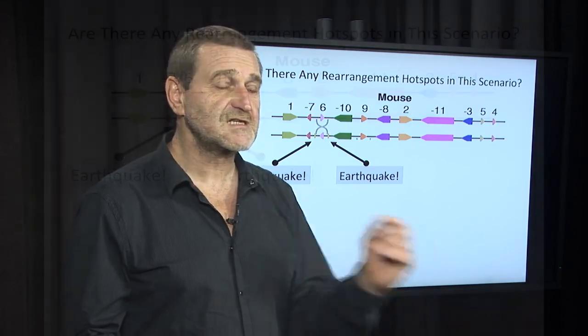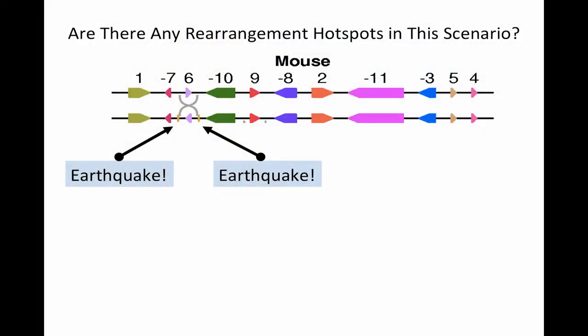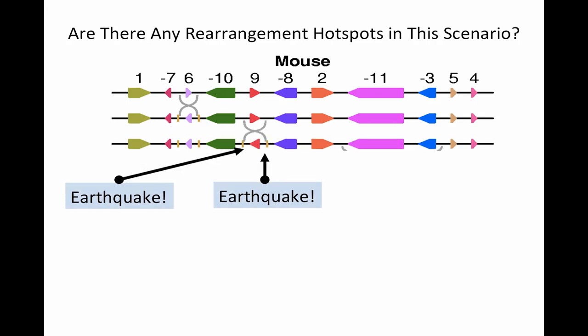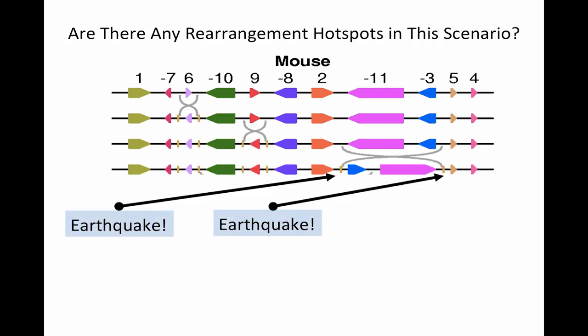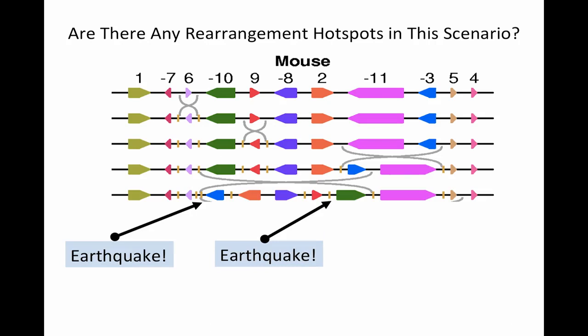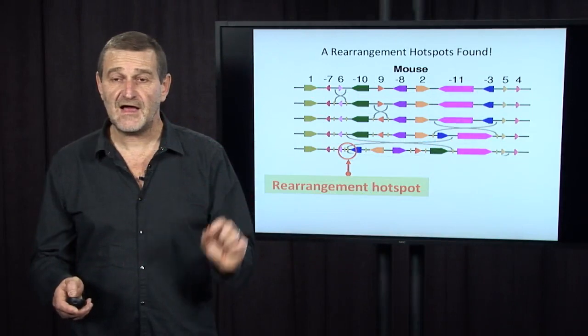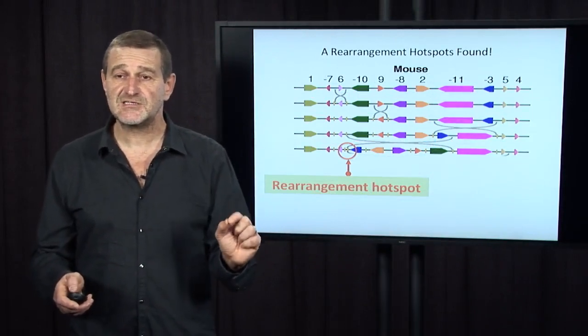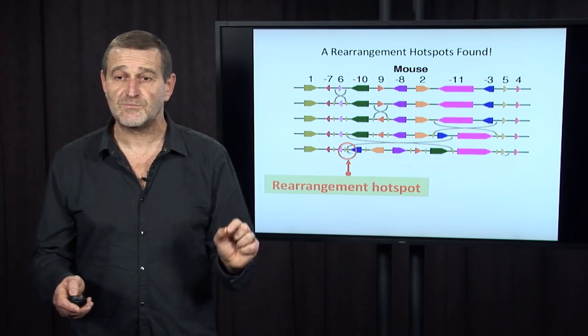step by step. So this is our first reversal, and there are two earthquakes corresponding to the endpoints of this reversal that are shown on this slide. Next one, two more earthquakes. And again, every time we perform a reversal, there are two earthquakes happening. Note that I mark the positions of these earthquake endpoints of reversals by the vertical gold streaks. And now we have two gold streaks in the same regions. This is a rearrangement hotspot.